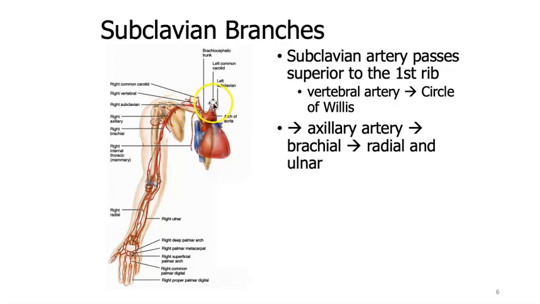The next branch off the arch of the aorta is the left common carotid artery, and then the left subclavian artery. So these two are split. They have their own independent branches off the arch of the aorta, whereas the ones on the right side have a common pathway called the brachiocephalic trunk, or sometimes it's called the brachiocephalic artery. Either term is okay.